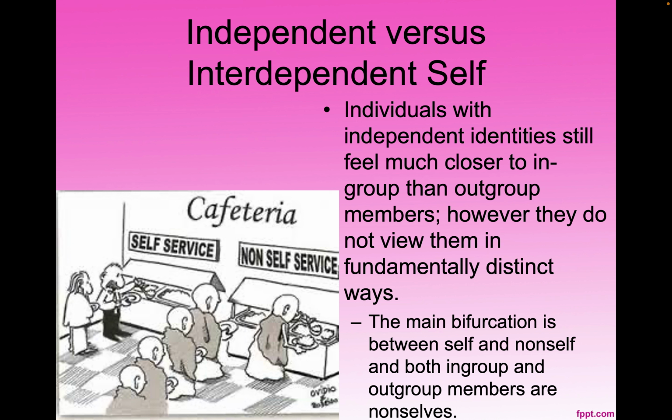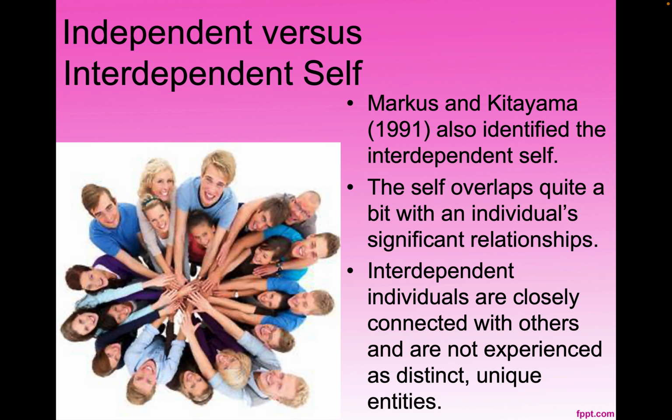Individuals with independent identity still feel much closer to in-group than out-group members. However, they do not view them in fundamentally distinct ways. The main bifurcation is between self and non-self, and both in-group and out-group members are non-selves.